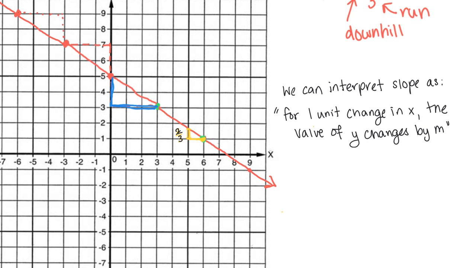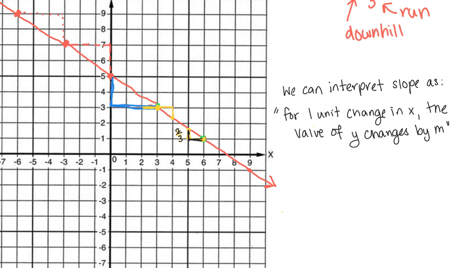So for every 1 unit change in x, the value of y changes by m. In this example, m is 2/3. So for every 1 unit that we change in x, y changes by 2/3. And we can see that anywhere on this line. If I start at this point here and I go 1 unit in the x direction, either left or right, it doesn't matter, the value of y is going up or down by 2/3 of a unit.